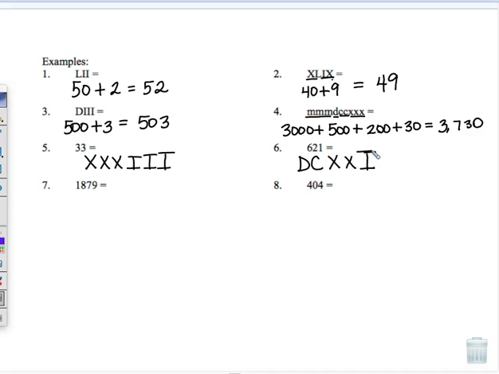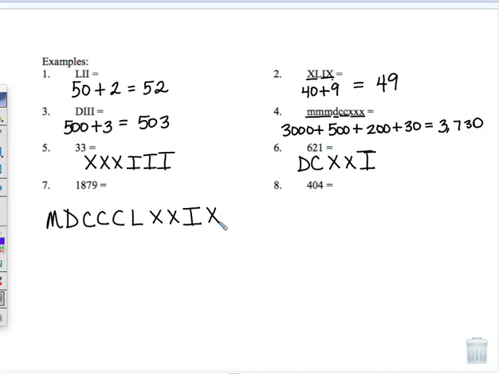All right. So I have 1,879. So 1,000 would be my M. 800, I would need the 500 plus 3 100s. So that gives me the 1,800. 70, I'm going to need a 50. So my L is 50. XX gets me 2 more 10s. That gets me to 70. And then 9, I'm going to use that preceding lesser value rule. 9 is 1 less than 10. And as long as I place it before it, it takes 1 away from 10 to give me the 9.